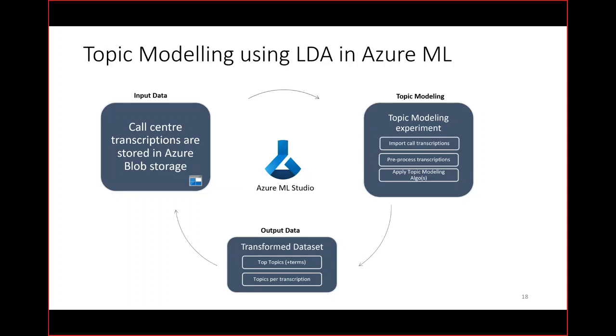And then what happens next in the topic modeling experiment within Azure ML is that we import those call transcriptions into that Azure ML experiment. We pre-process them, so we take the pieces of text that we're interested in from those JSON files, and then we clean that text: we remove punctuation, we remove stop words. And then we apply the topic modeling algorithms, which can be LDA, and that's what I'm going to show you today, or it can be anything outside of LDA or outside of Azure ML. So you can actually integrate your own open source implementation of a topic modeling algorithm.